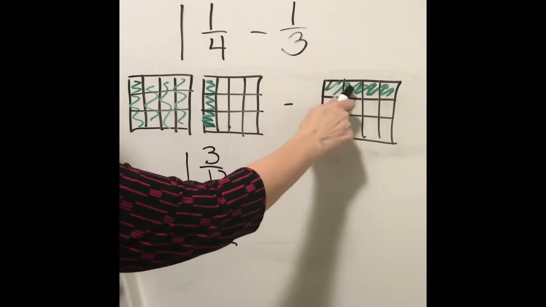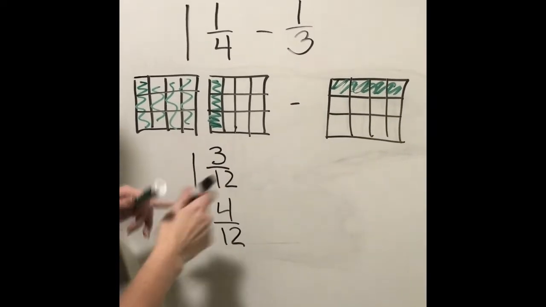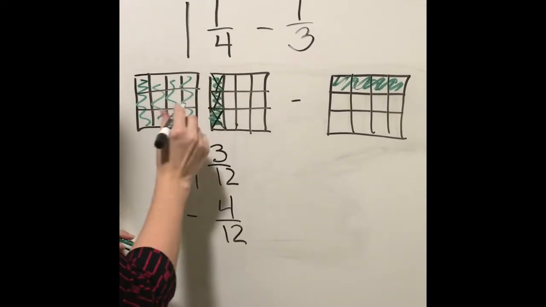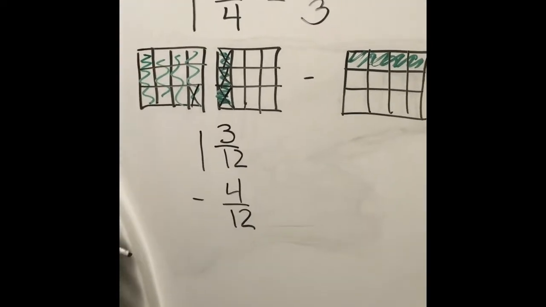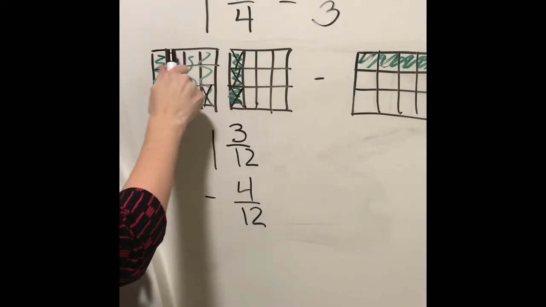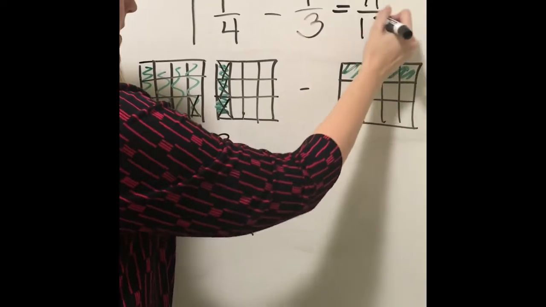So this one shows me that I need to take away 4/12. So I'm going to take away 1, 2, 3, and 4. So my answer is what's remaining. So I have 1, 2, 3, 4, 5, 6, 7, 8, 9, 10, 11. So I have 11/12 left over.